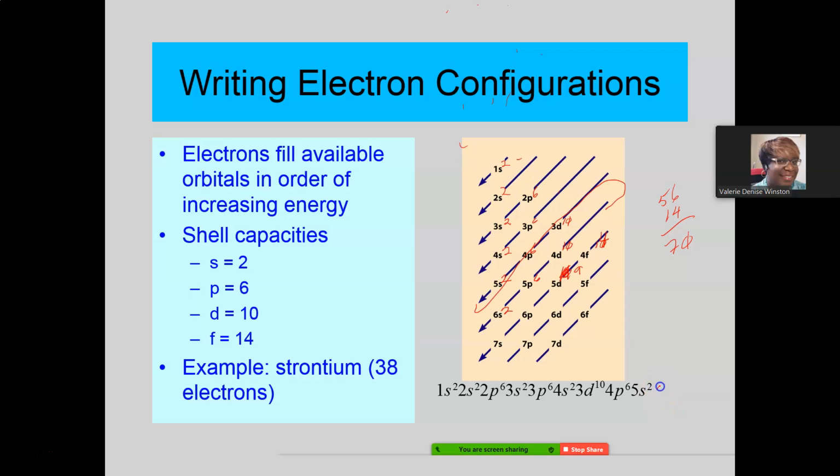a 4D, 10, a 5P, 6, a 6S, 2, and then start here, go up to the top here, and do a 4F, 14, and then 5D, 9. I think that's where we end, isn't it? Wasn't it 79?